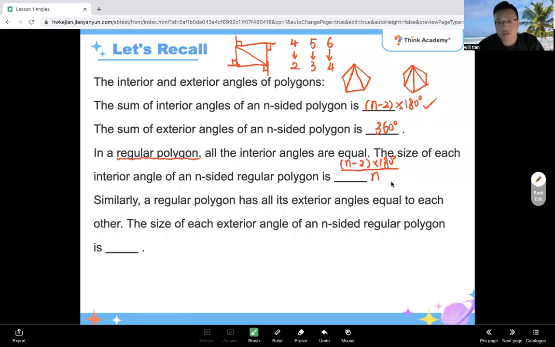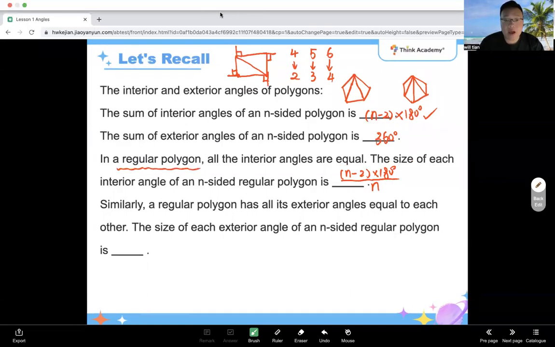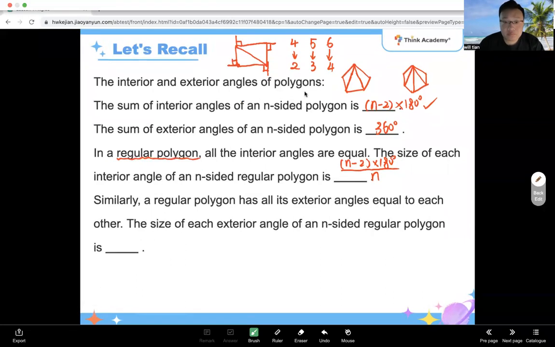And actually, guys, you can use some numbers to check if this is correct. If you use n equals 4, then 4 minus 2 equals 2. 2 times 180 is 360, and divided by 4, you get 90 degrees, right? And of course, it's correct, because when n equals 4, it's a square. And we know that the interior angle of a square is 90 degrees. Okay.